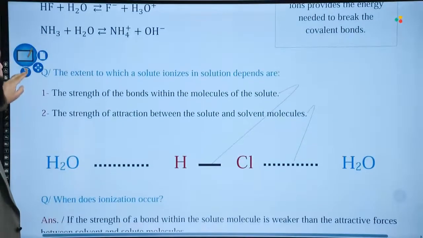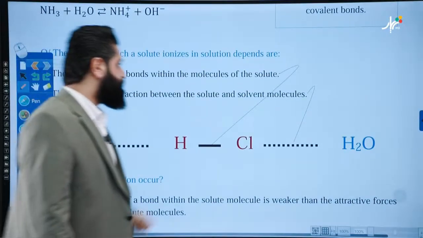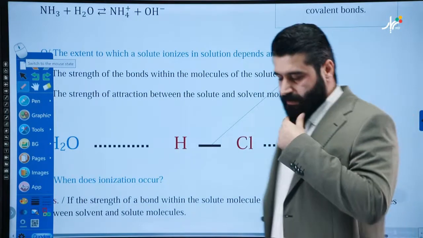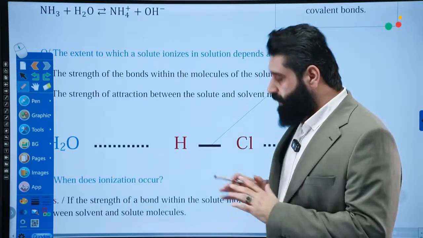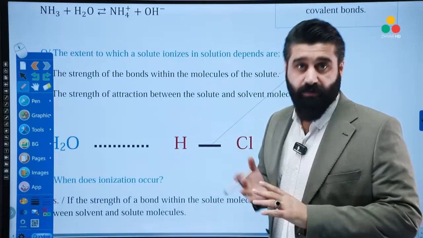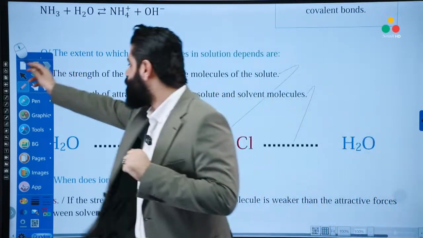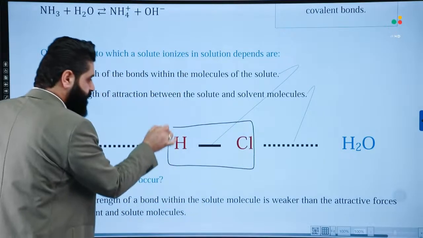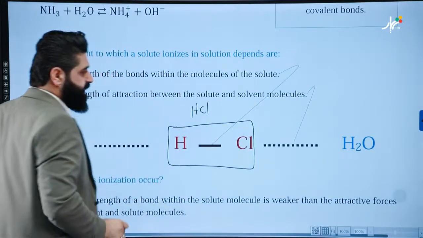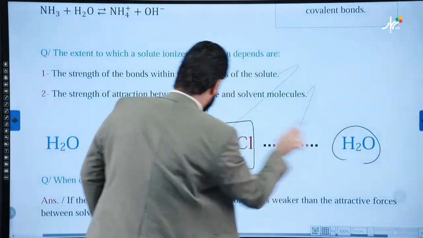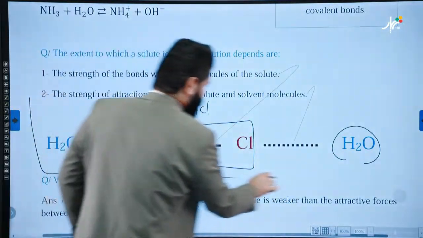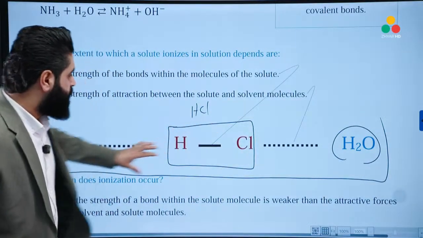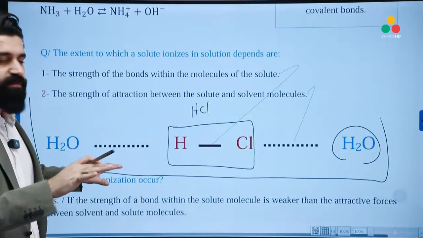And now, the extent to which a solute ionizes in solution depends on, or, how do we know if the given compound ionizes or not? Look, we have two forces. For example, this is a molecule of HCl. After its dissolution in water, think about this as a glass of water. We have HCl among the molecules of H2O.